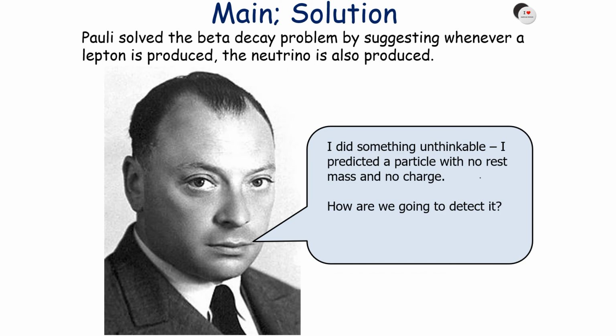So Pauli solved the beta decay problem by suggesting whenever a lepton is produced, and in this example an electron or a positron, a neutrino was also produced. But he considered the neutrino to have no charge and no mass. So he did something unthinkable. He predicted a particle with no rest mass and no charge. So how are we going to detect it?